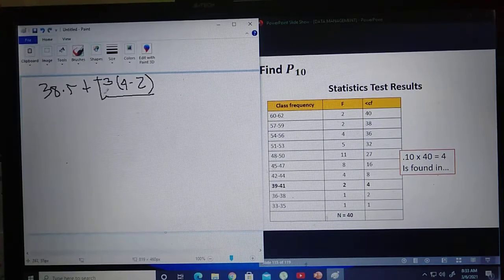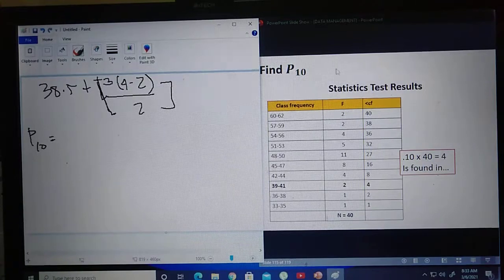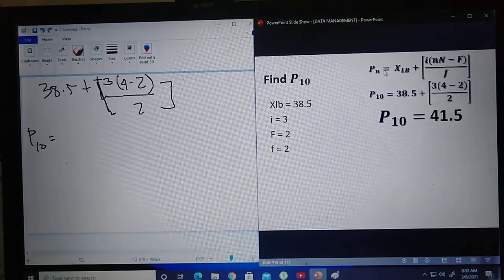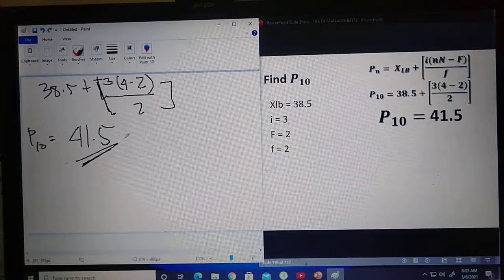All over. What is the frequency? 2 pa rin. Okay, what will be our answer? So our P10 is what? 41.5 ba? Is it 41.5? Yes, tama. It's 41.5. Ayan, ganun lang pa kadali.